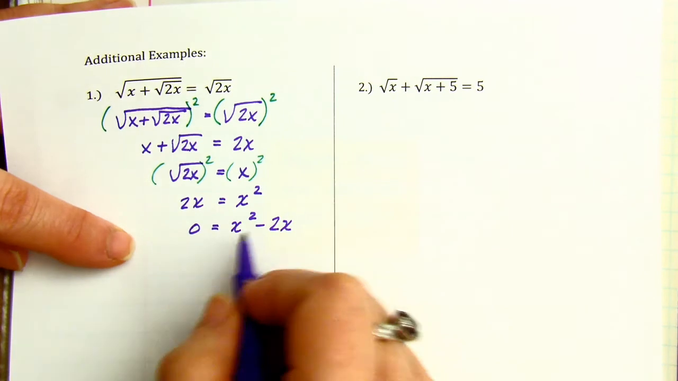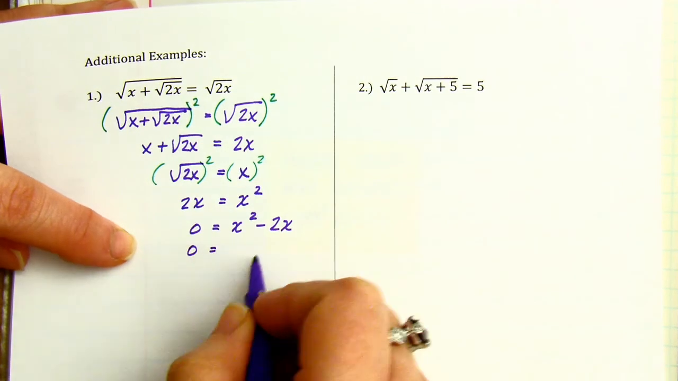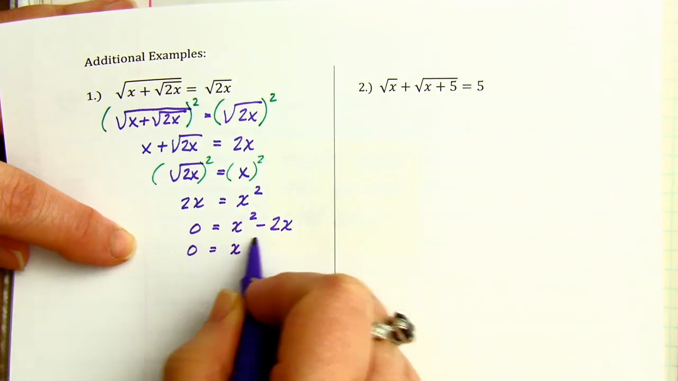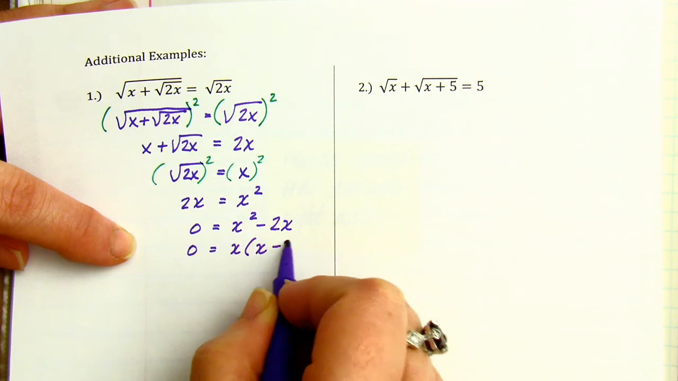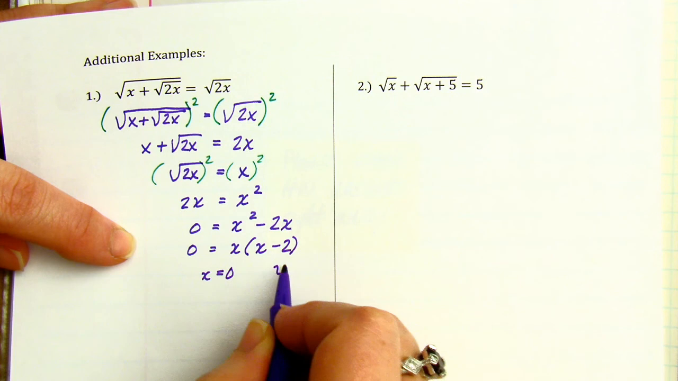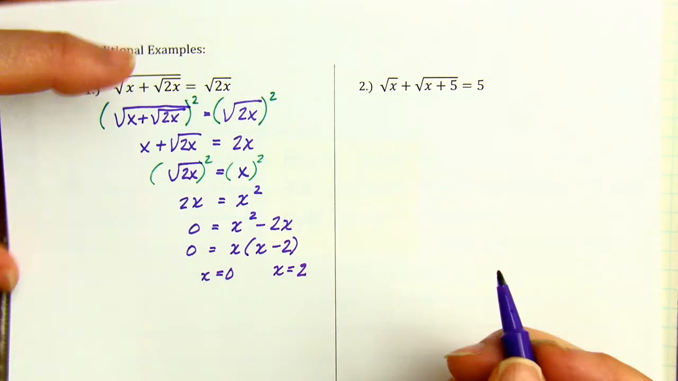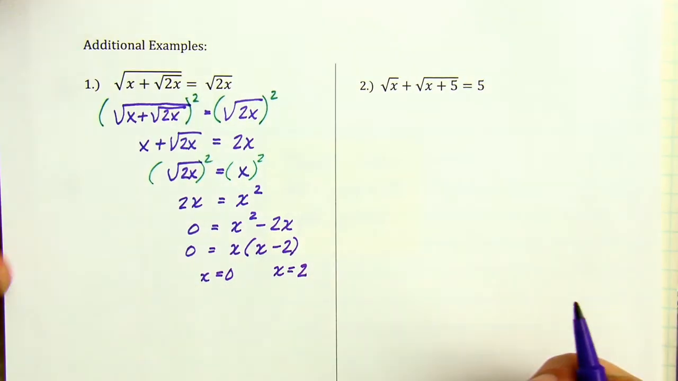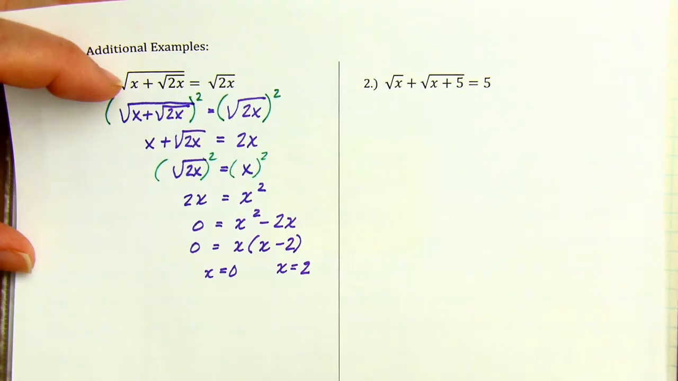This is GCF factoring. X times quantity x minus 2. ZPP says x is 0 and x is 2. But we have to check these because they are radical equations.